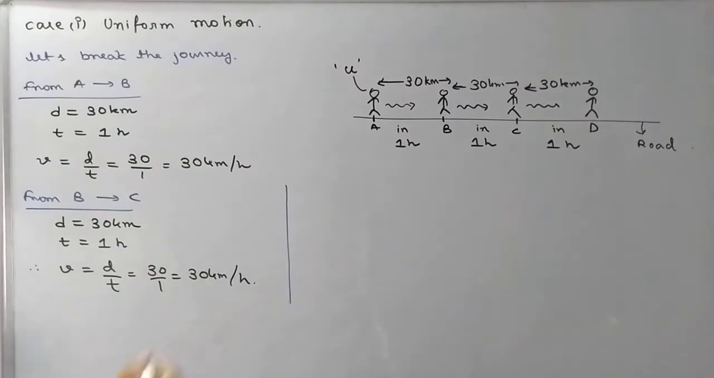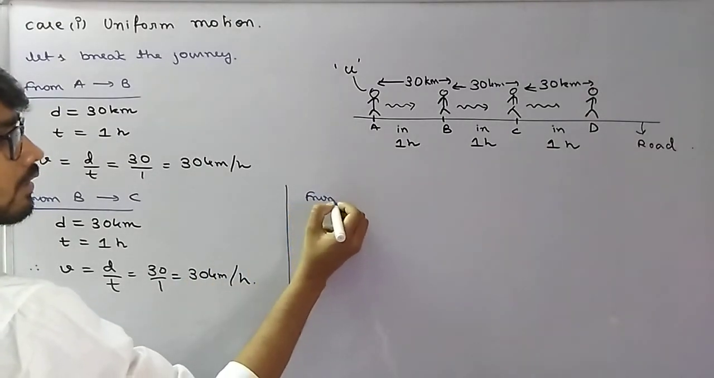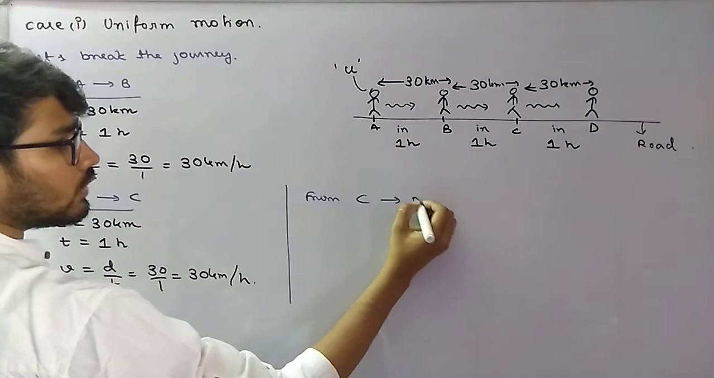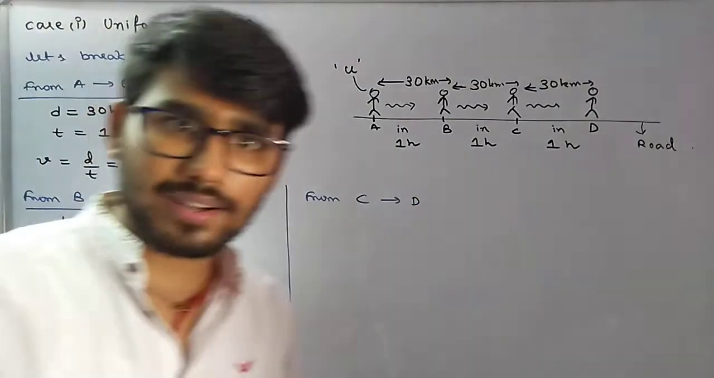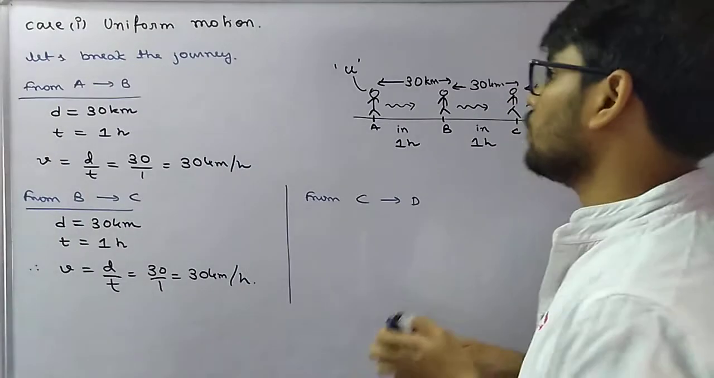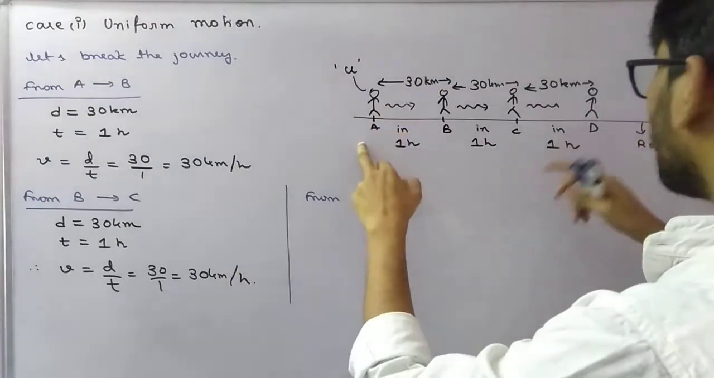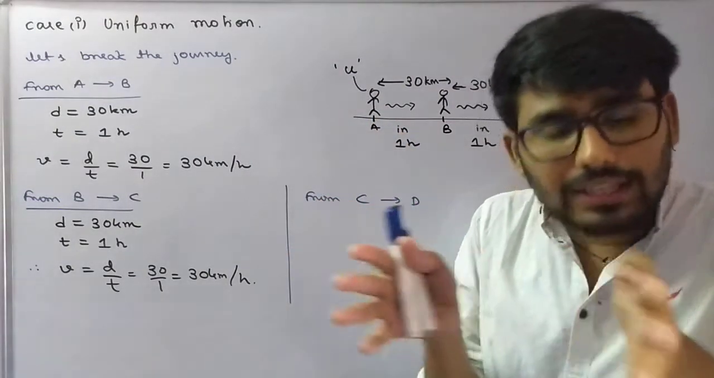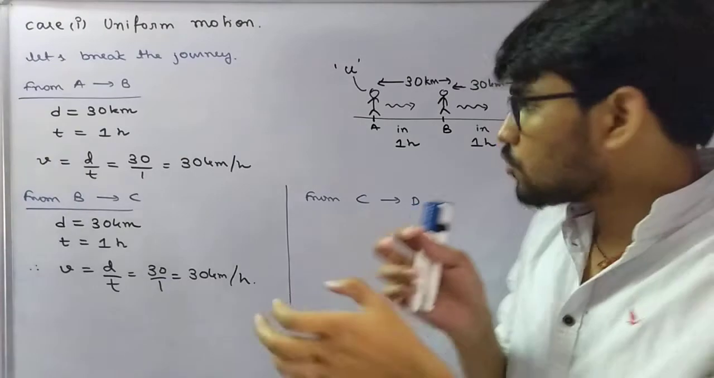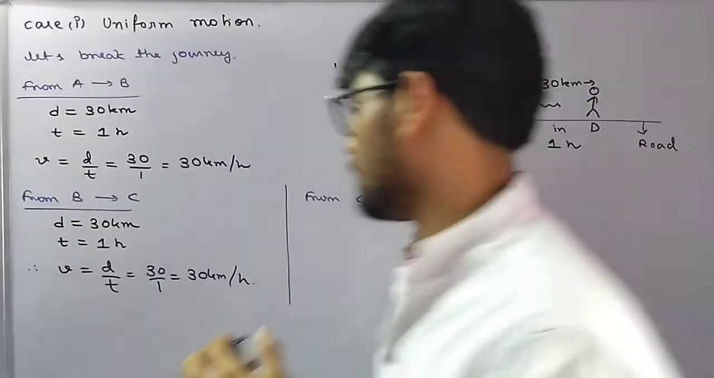Now, similarly, we'll do the last part from C to D. Isn't this understandable? What am I trying to do? The journey which he has done from A to D, we are just trying to study in small parts.